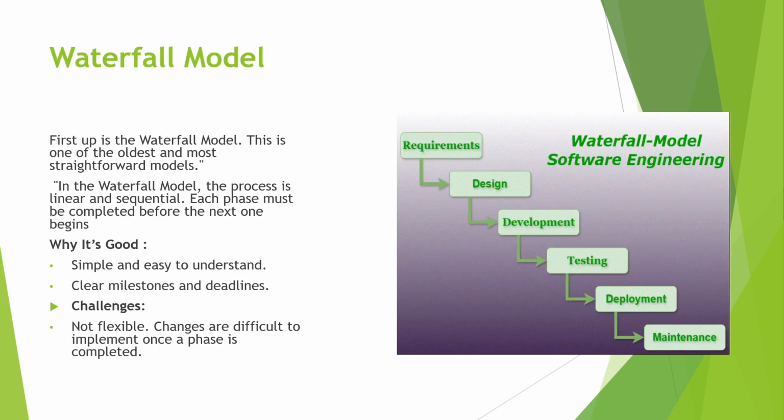Waterfall model. First up is the waterfall model. This is one of the oldest and the most straightforward models. In the waterfall model, the process is linear and sequential. Each phase must be completed before the next one begins. Why it's good? It's good because it is simple and easy to understand, and has clear milestones and deadlines. The challenges faced in the waterfall model are that it's not flexible. Changes are difficult to implement once a phase is completed.